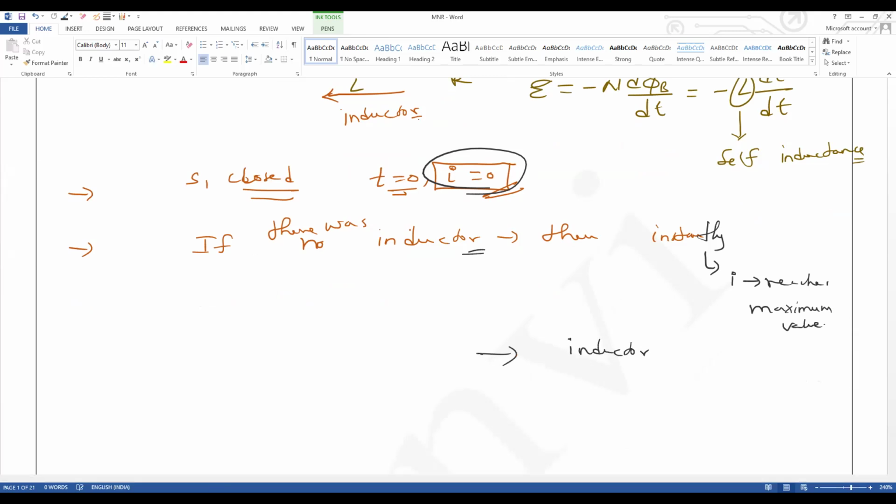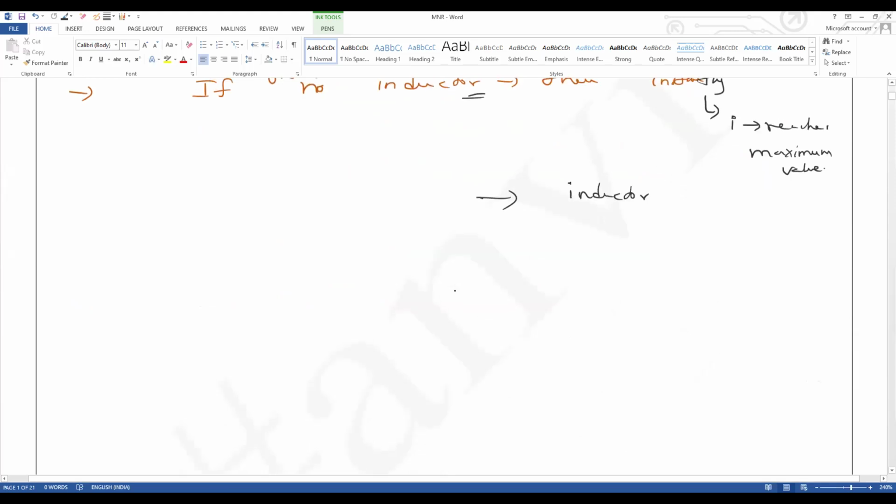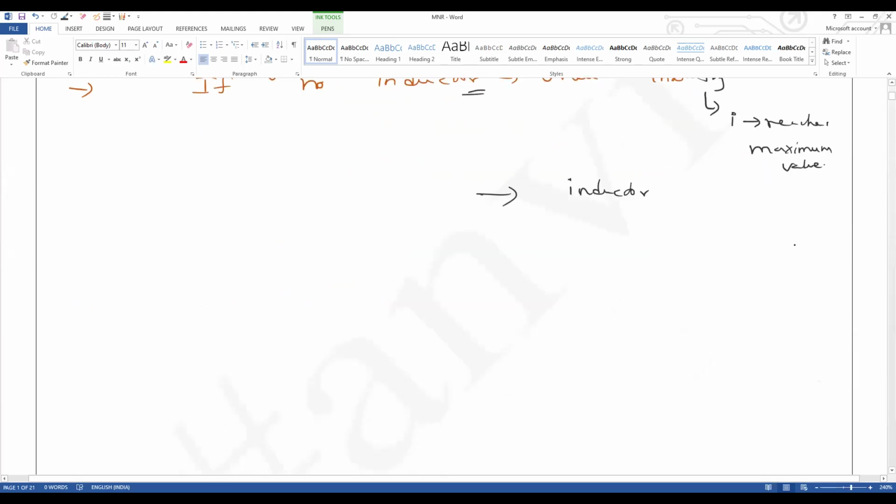According to Faraday's laws, it will always oppose the change. Now here, what is the change? Growth or decay? Growth means increasing, decay means decreasing. So it is a growth. So the inductor always opposes the current. So what is the maximum current formula?